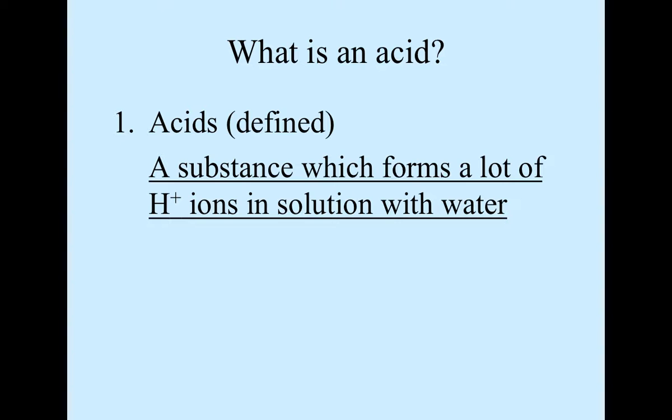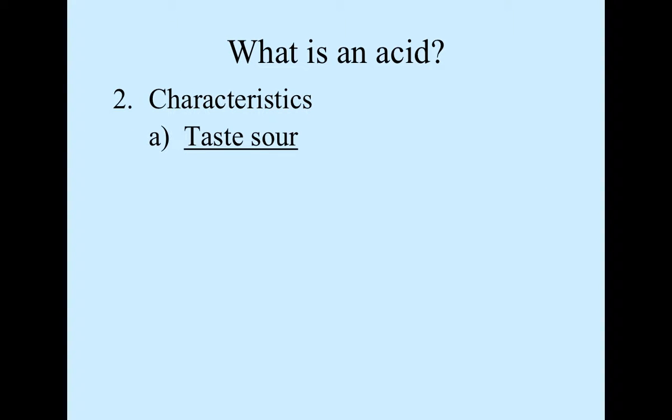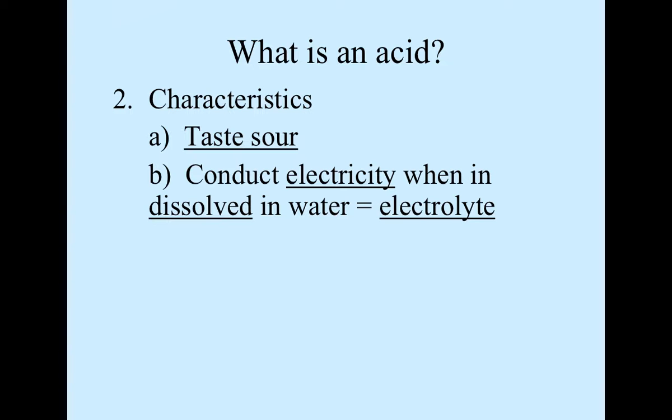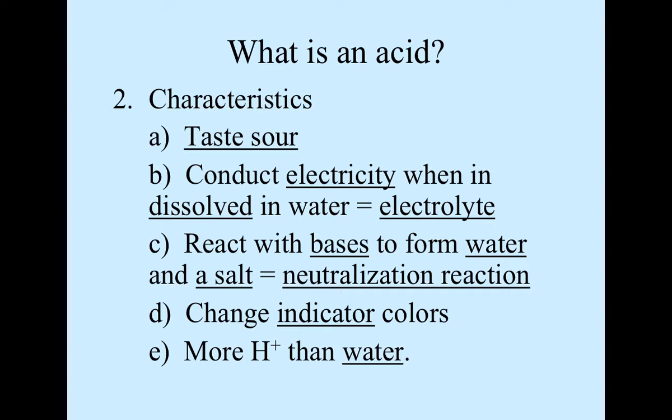An acid is defined as a substance which forms a lot of H plus ions in solution with water. We're going to be talking a lot about this H plus ion thing. It's called the hydronium ion, but I'll probably call it the H plus just because that's how it's written. Acids have the characteristic of tasting sour. They conduct electricity when dissolved in water, so that makes them what we call an electrolyte. They react with bases to form water and something called a salt, which is what we call a neutralization reaction. They change indicator colors, and compared to water, they have more H plus.